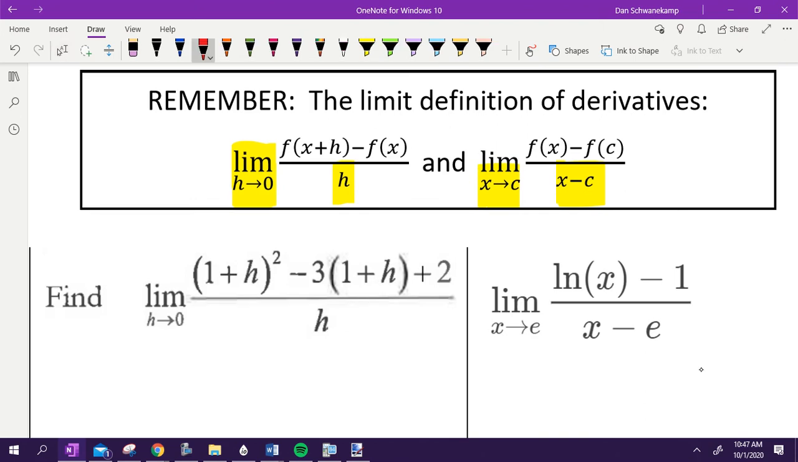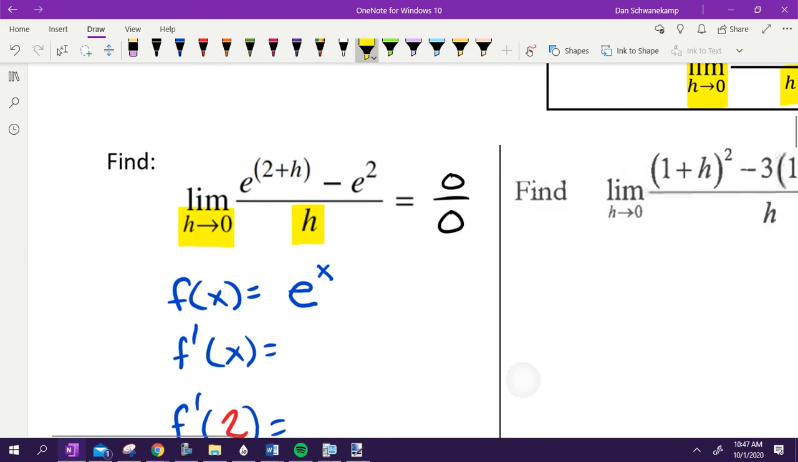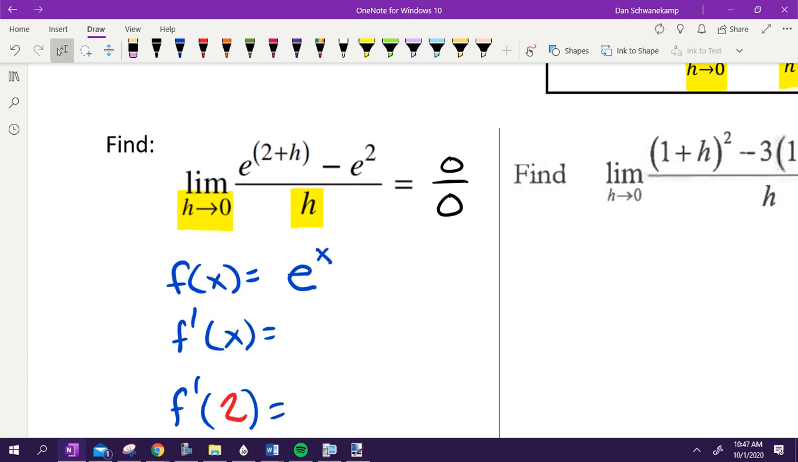If you ever see h approaching 0, a reminder that that is simply a derivative question. When you see that h approaching 0, it's a derivative. If you see x approaching a number and then x minus that number, it's a derivative. Okay? So again, these are called limit definition problems. They look like limits, but it's really a derivative in disguise.